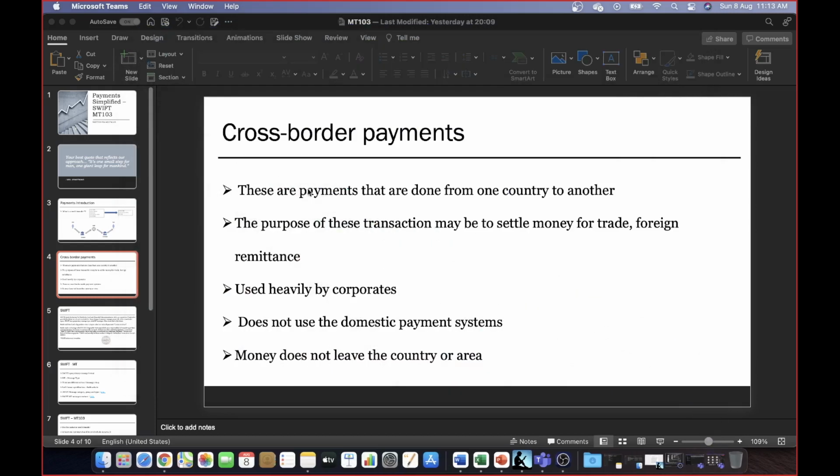Sorry. So these corporates rely heavily on cross-border payments for their trade and even for transferring amounts between two of their branches or subsidiaries and so on.